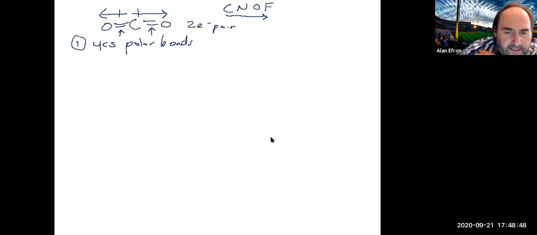It also has technically 1 bond here, even though it's double. Remember, it counts as 1, and 2 bonds here. So it has 2 bonds and 2 electron pairs. The geometry of this guy is linear, which means basically it's a straight line. And because of the geometry of this molecule, this guy is actually going to be a nonpolar molecule.